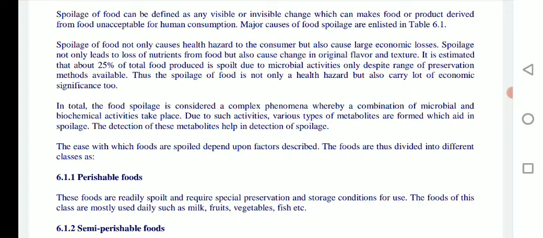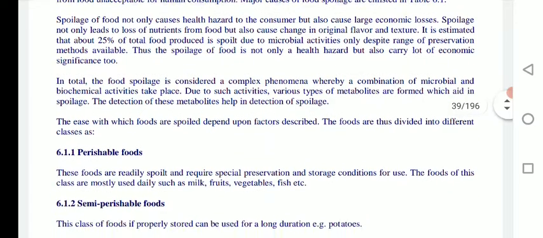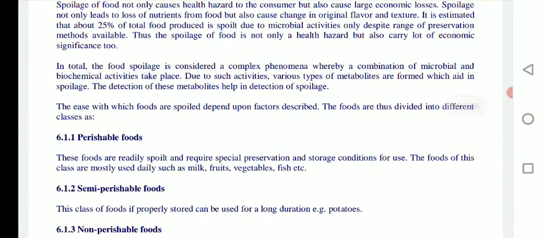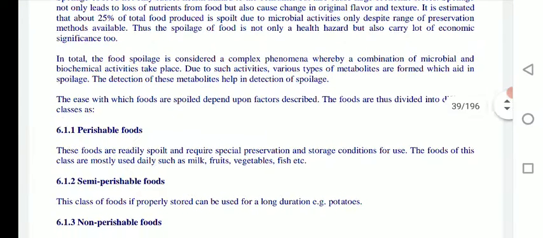In total, food spoilage is considered a complex phenomenon whereby a combination of microbial and biochemical activities take place. So spoilage is related to both microbial as well as biochemical activities, and due to such activities various types of metabolites are formed which aid in spoilage. So detection of these metabolites will help in detection of spoilage.